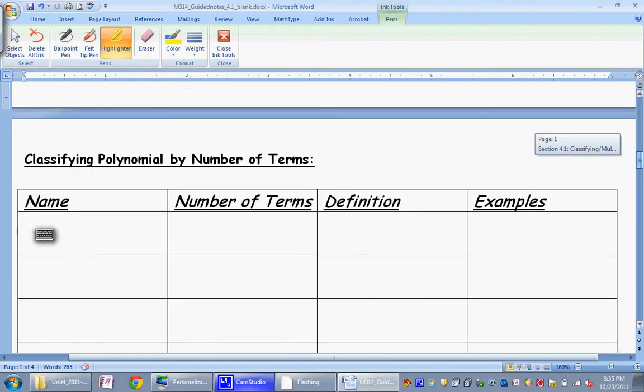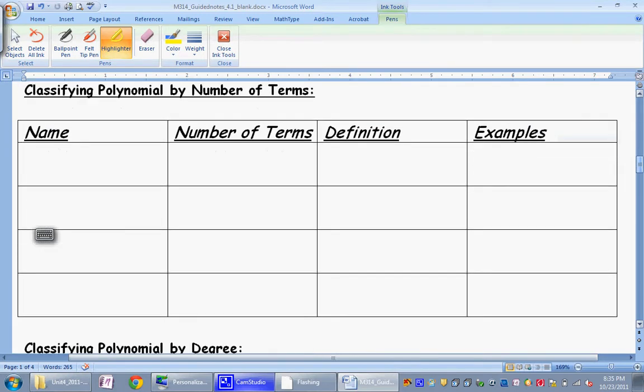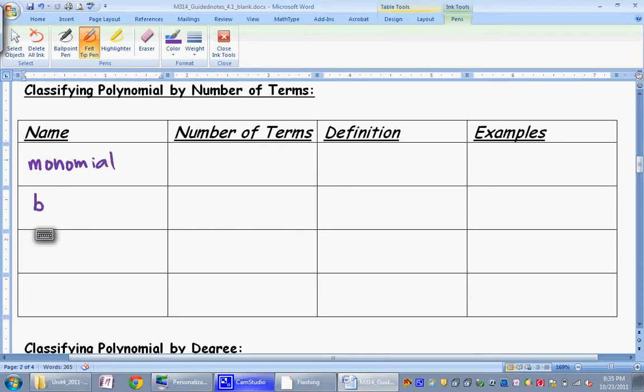Okay, and now let's try classifying polynomials by their number of terms. So basically this is just a set of vocabulary terms that we can name polynomials based on how many terms they have. So we have monomials, binomials, trinomials, and polynomials.